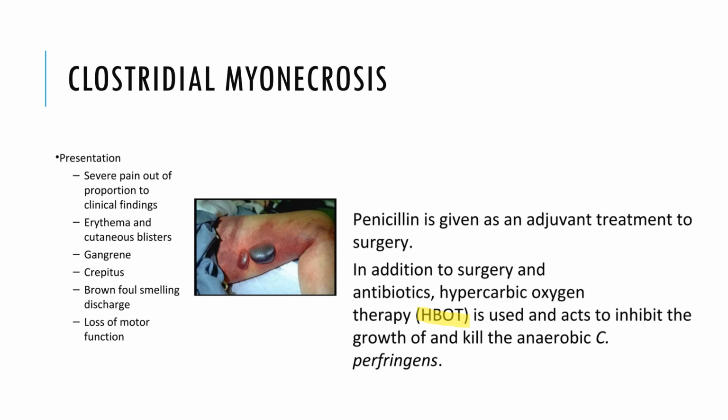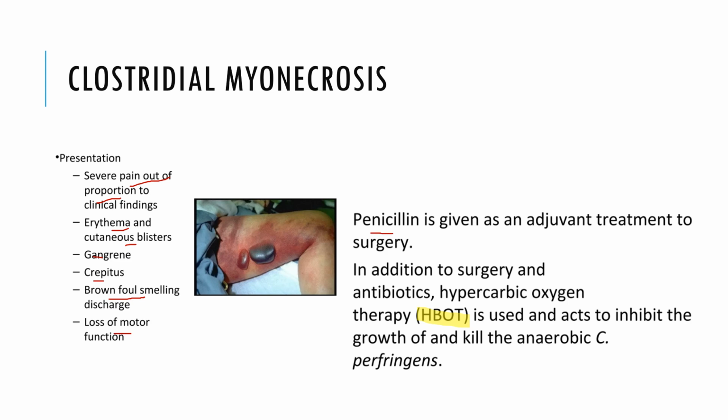Then coming to Clostridial myonecrosis. Clostridial myonecrosis is different from necrotizing fasciitis. Here the causative organism is Clostridium perfringens. The presentation is severe pain out of proportion to the clinical findings. So the clinical findings are less than even a necrotizing fasciitis, but the pain is out of proportion. There is erythema or cutaneous blisters. There can be gangrene. There is crepitus due to the air, and a brown foul-smelling discharge or loss of motor function. Penicillin is given as an adjuvant.